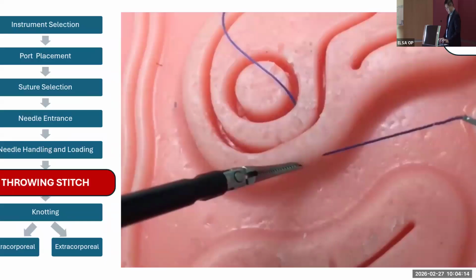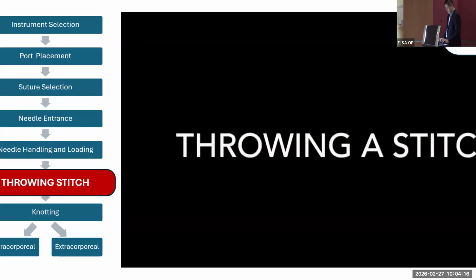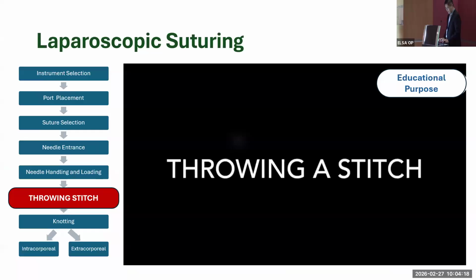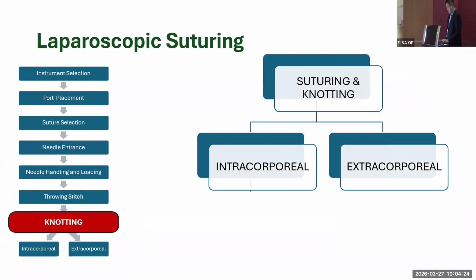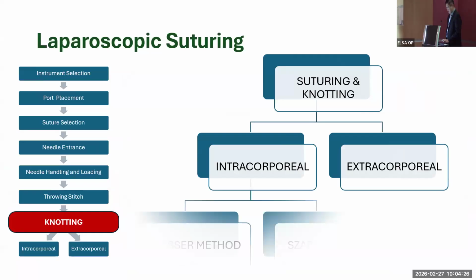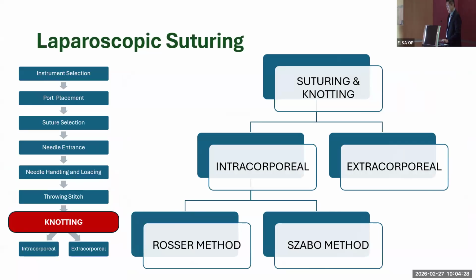So after you throw the stitch, the next thing will be making a knot. All right. For knotting, you can do either intracorporeal or extracorporeal. For intracorporeal, there are two common methods that we use, which are the Roeser method and the Szabo method.